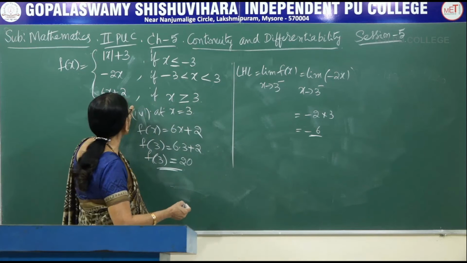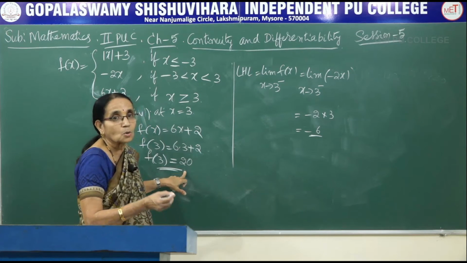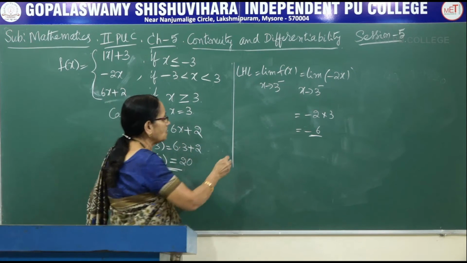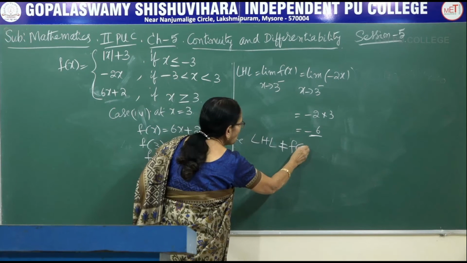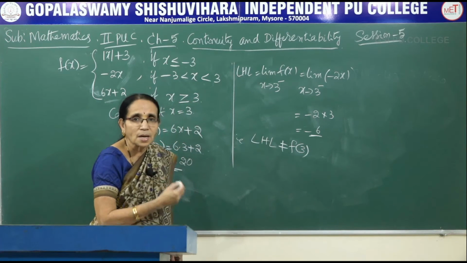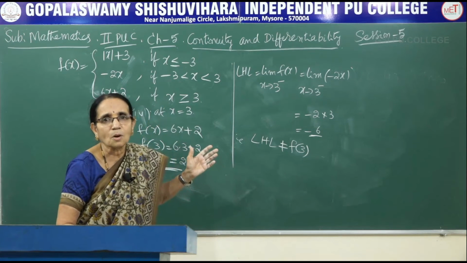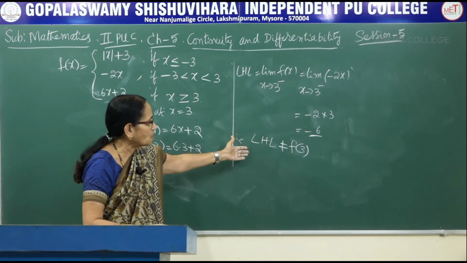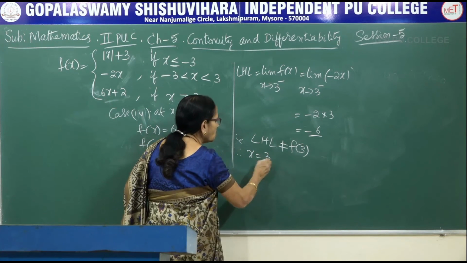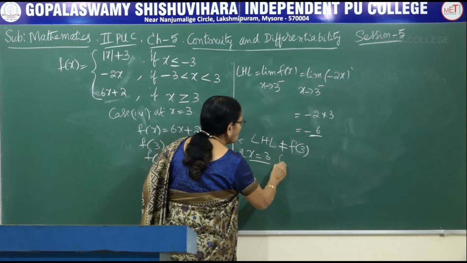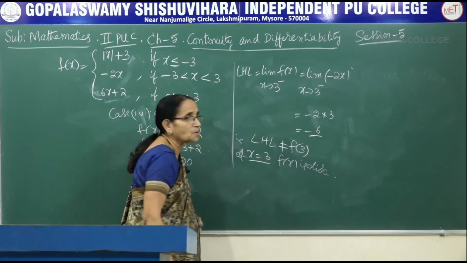Right hand limit means we are considering this one. So 6 3's are 18 plus 2, we will be getting 20. That is, the value is equal to only the right hand limit, not the left hand limit. That is, you can write the left hand limit is not equal to f of 3. So here itself we can come to the conclusion, or else you can calculate the right hand limit. In this problem it is not necessary. So the left hand limit itself is not equal to the value. Therefore you can say at x equal to 3, the function f of x is discontinuous.